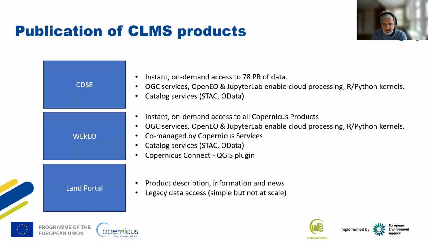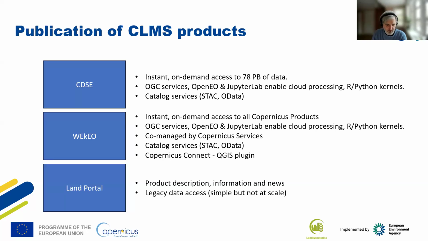Both offer the STAC catalog and the OData catalog, and Vekeo, as the difference, is managed or co-managed by the Copernicus services, so you expect from it a bit more or better functionalities when you want, for instance, to combine Urban Atlas with Copernicus Marine, atmosphere, or climate change data, for instance.